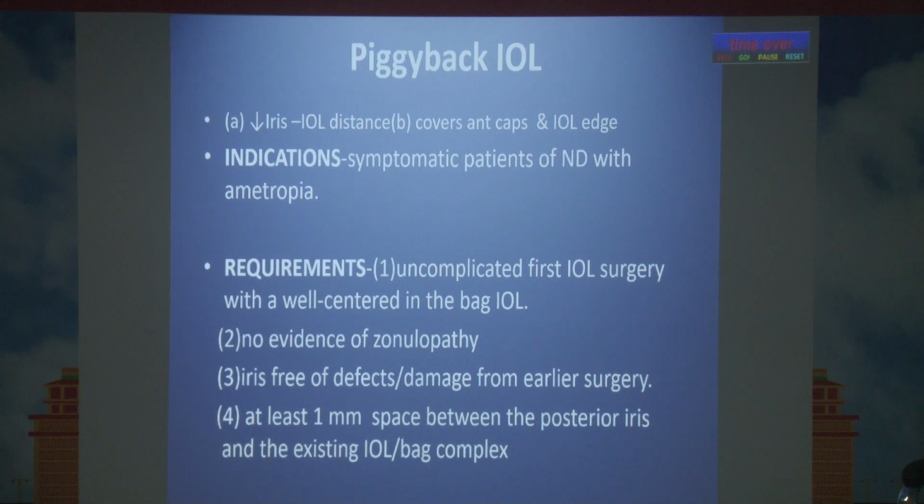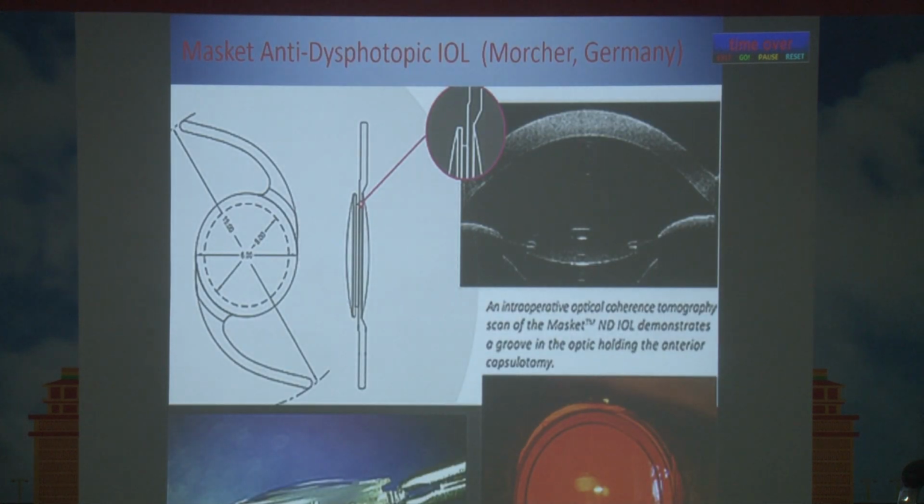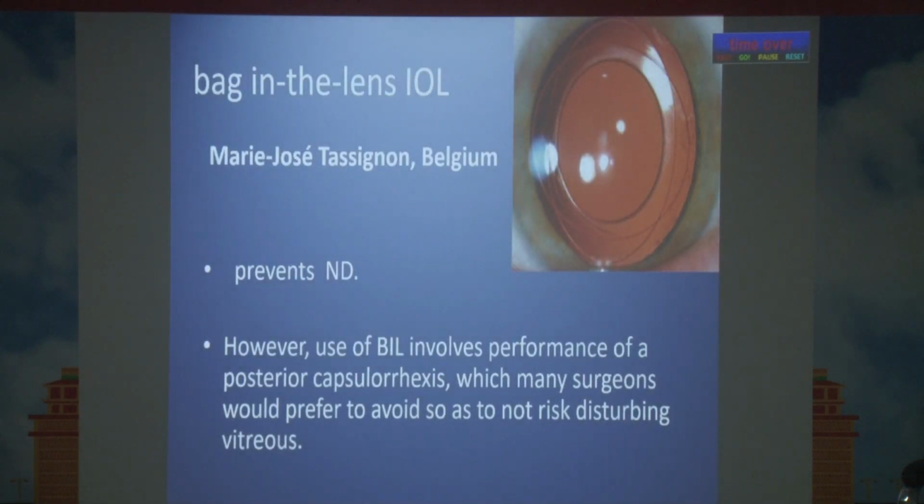Piggyback IOL, how does it help? By placing one more IOL, it decreases the distance between the iris and the IOL, and it also covers the anterior capsule. This is a newer IOL which has been made by Masket. What it does is, it has a ridge on the optic edges into which rests the rim of the anterior capsule. So that's why it is called the Masket anti-dysphotopic IOL.